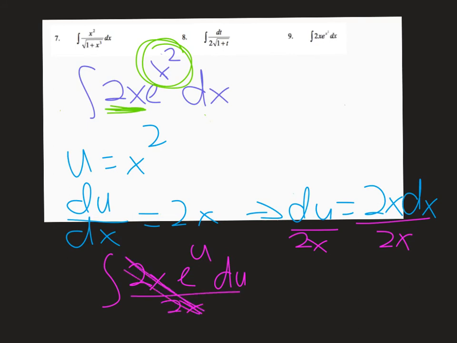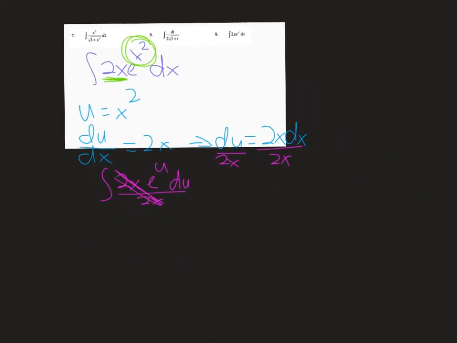Your 2x is canceled. So we wind up with e to the u du, and that's got to be just e to the u plus c, where e to the u means e to the x squared plus c.